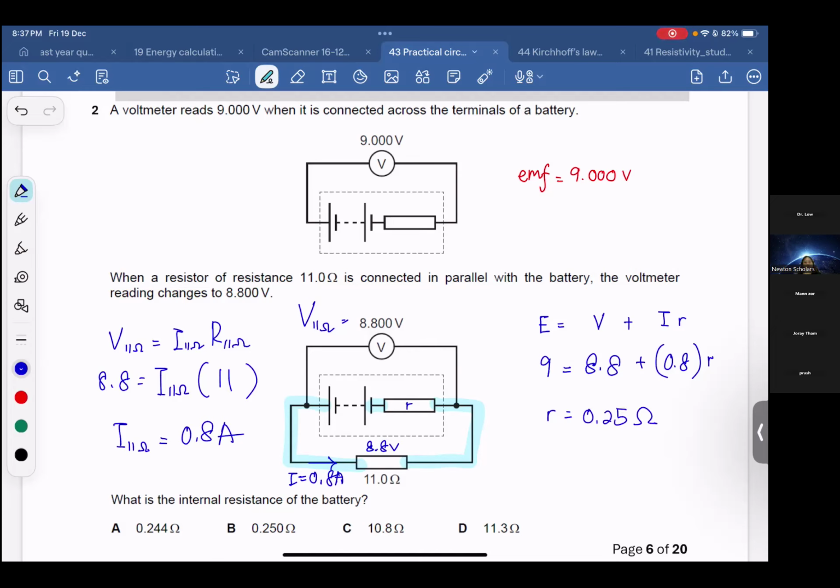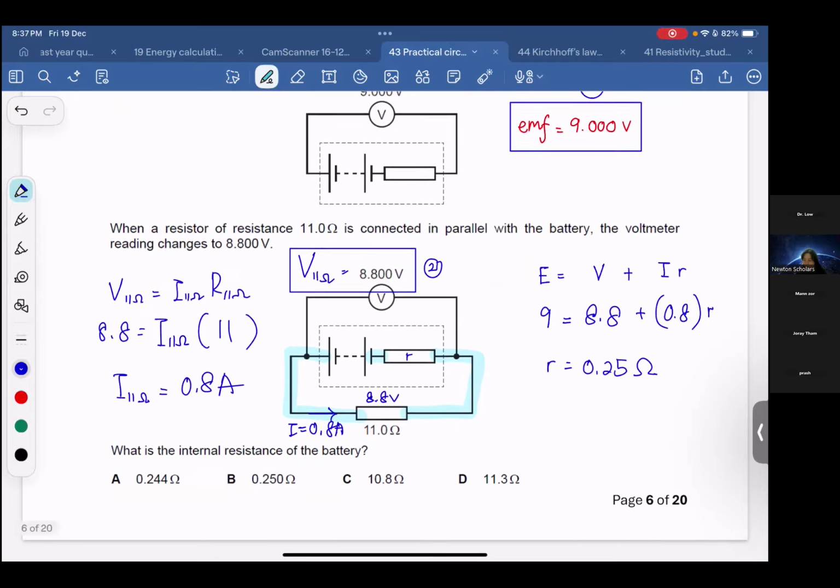Okay. This is the first time we try with internal resistance. So first, when open circuit, this one is the EMF. When closed circuit, this is the first very important information. Second, when you close the switch, the voltmeter reading actually is the voltage across the component. So I know that the 11 ohm will receive 8.8 volt.